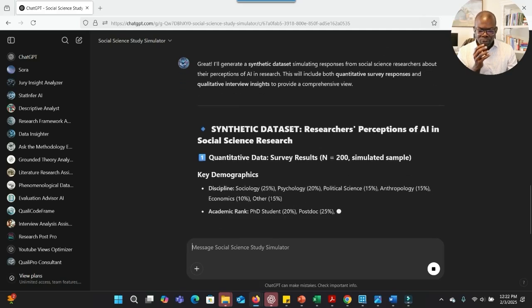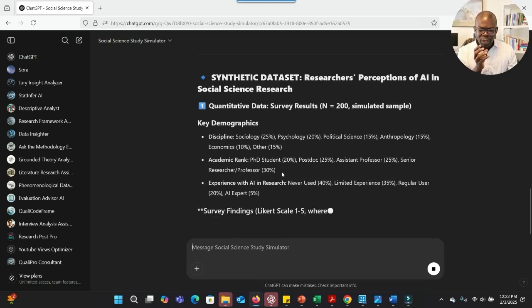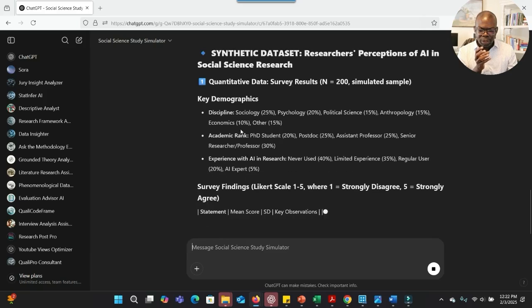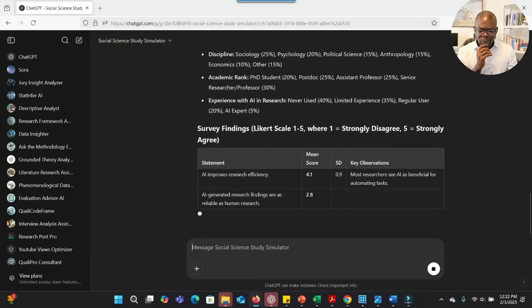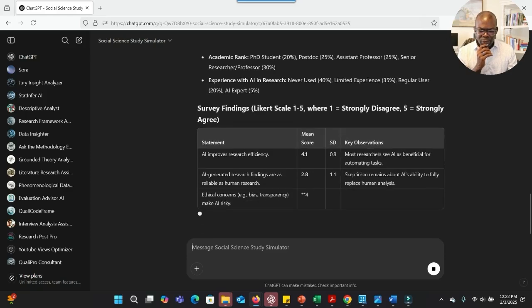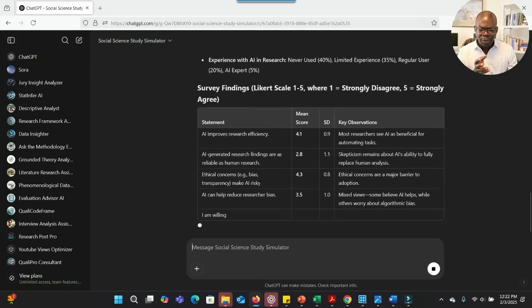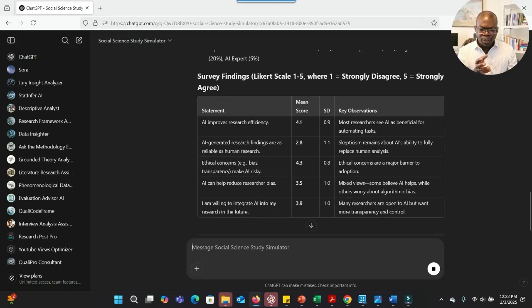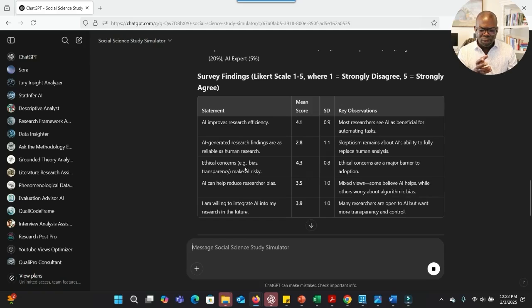So imagine that you have done a survey with 200 participants, and these are the demographics, right? And this gives you information about the statements, the Likert scale, and also how the results are going to look like. This is amazing, right? And so it gives you all these components under the survey. So all these are the statements, and also the mean, and also the standard deviation.